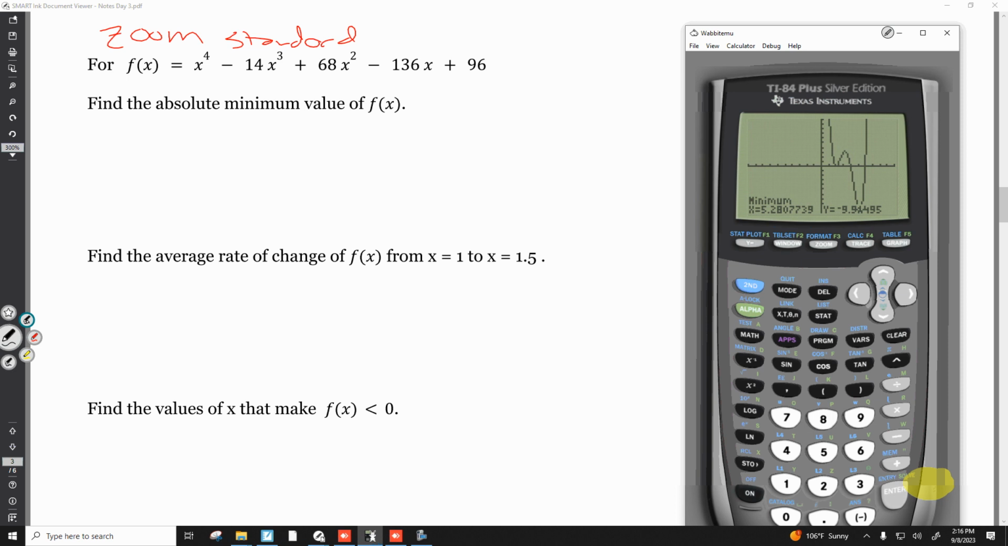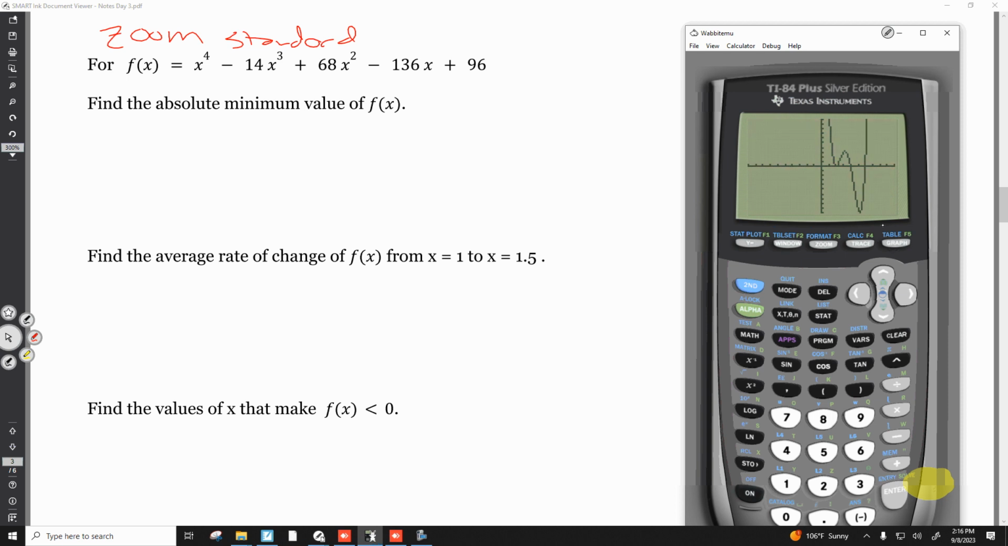I'll store those in the home screen if I wanted to. 5.28, negative 9.91. You could store those in the home screen if we needed to use them later. Probably is safe to do it. I mean, if you're good with it, like, boom, save that X, save that Y. Maybe we'll need them later. I don't know. Good with that.